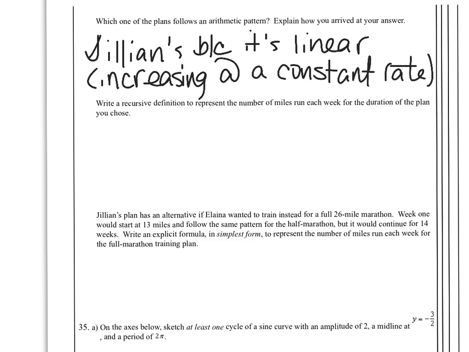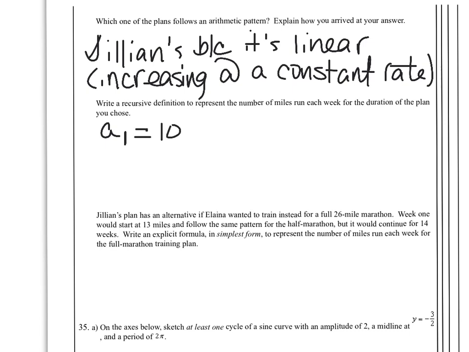All right, the next part, it says write a recursive definition to represent the number of miles run each week for the duration of, in this case, Jillian's plan. Well, if you look at the graph at week 1, which would be the first dot, you can see that it corresponds to 10 miles in that week. So your a sub 1 is going to be 10.